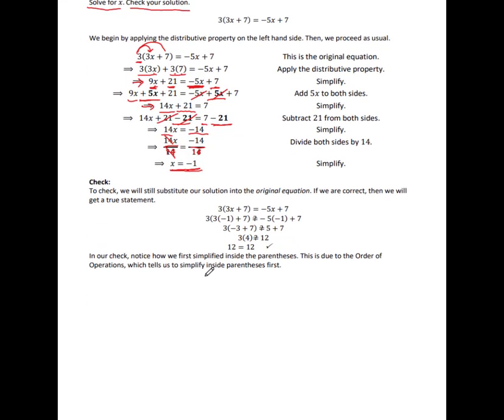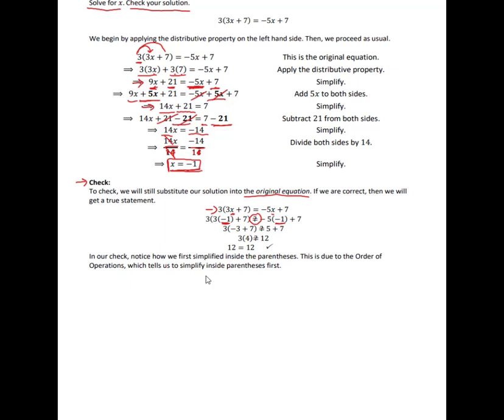Now the next step is to check our solution. Again, you're starting with the original equation, and everywhere you have an x, you're replacing that x by your solution. In our case, the solution is negative 1. So in those two places, we have an x and we're replacing those x's by negative 1. Again, we have a question mark here because we're checking if the left-hand side of the equation is equal to the right-hand side of the equation.